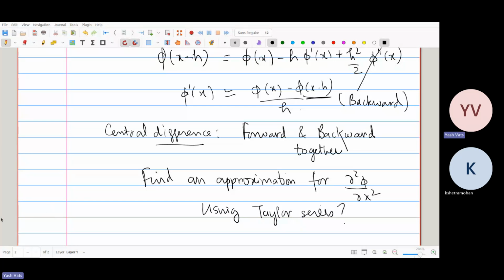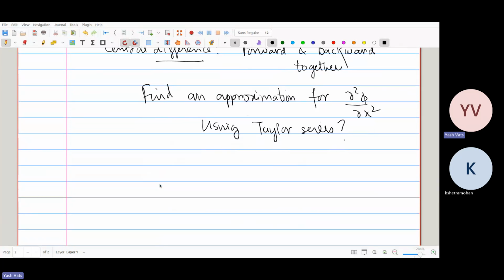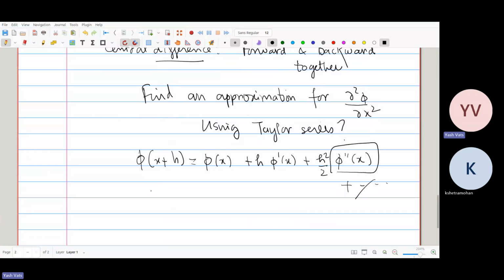Okay, if you have tried it, I will go on. So how do you do that? I just use phi x plus h, which is phi x plus h times phi prime x plus h square by 2 phi double prime x and so on. I don't need to go further because this thing comes over here, so I neglect these terms. I have phi x, and phi x minus h, which is phi x minus h times phi prime x plus h square by 2.